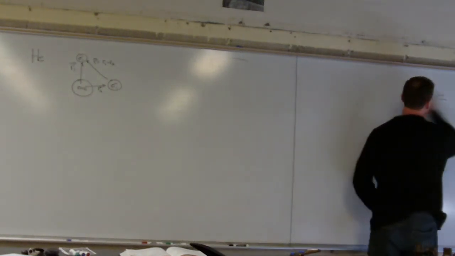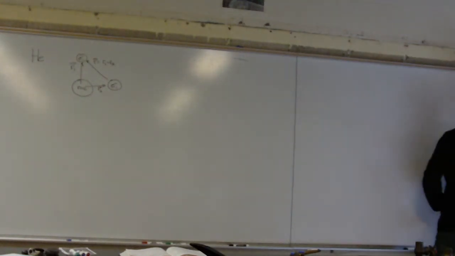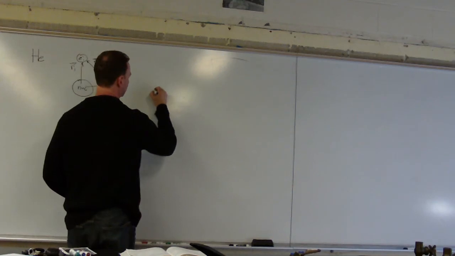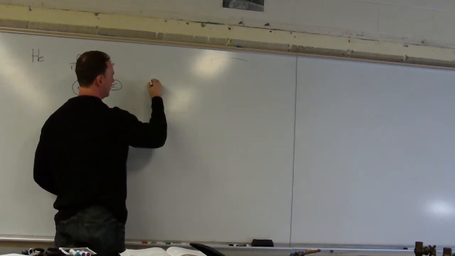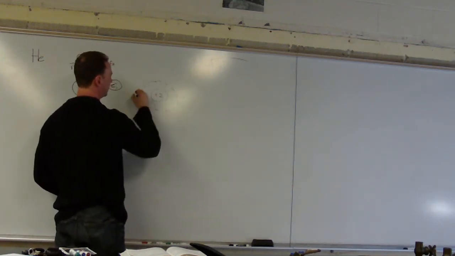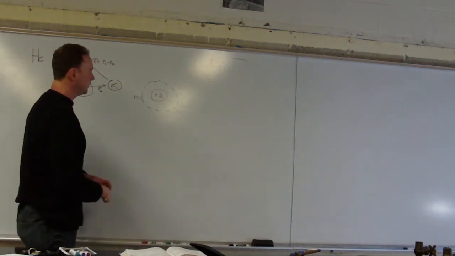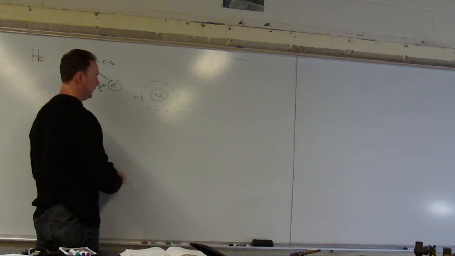And then we'll talk about the periodic table, I guess. Okay, so let's look at this. So helium. I'm going to draw helium again. Here's my +2, and then here's my n equals 1. And in my n equals 1, I have L equals 0.